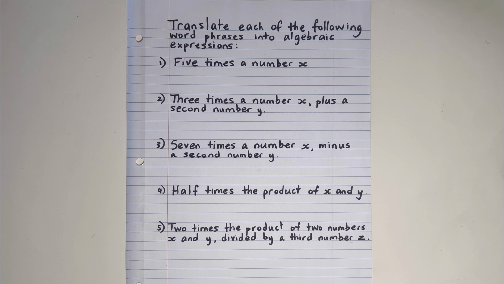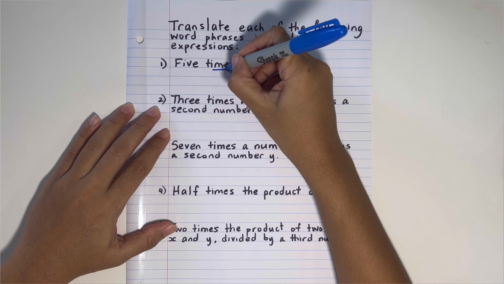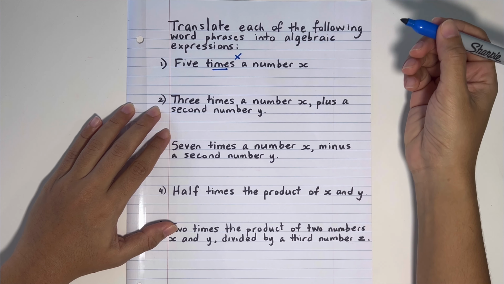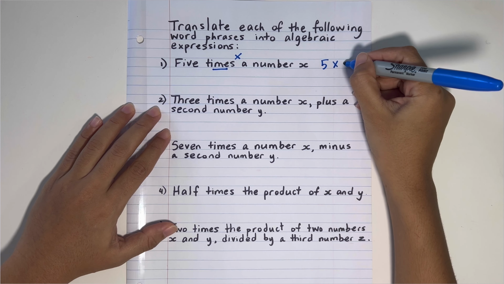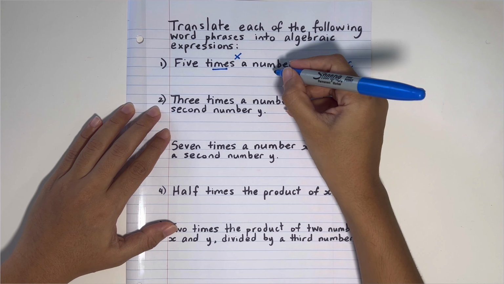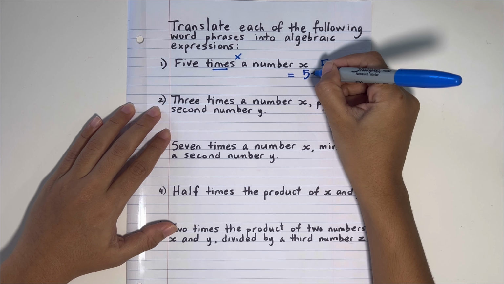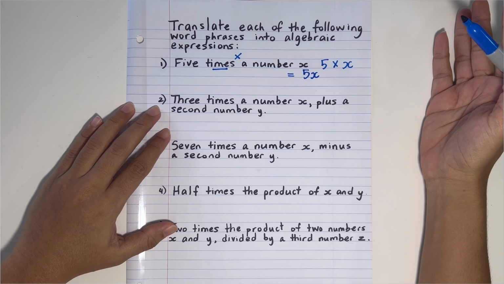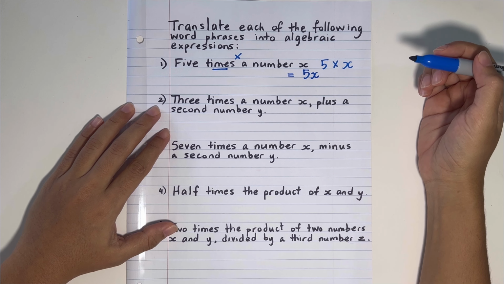So let's look at this exercise where we have to translate each of the following word phrases into algebraic expressions. So the first one is 5 times a number x. So times, as we know, means to multiply. So 5 times a number x would be 5 times x, literally 5 multiplied by x, which in algebra we represent as 5x, right? So for example, if I had 2 times a number x, well, that would be 2 multiplied by x, which would be 2x.